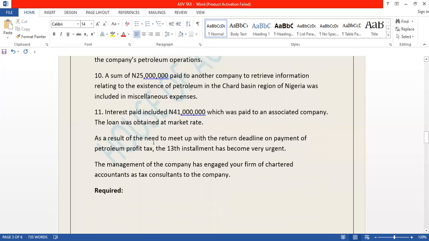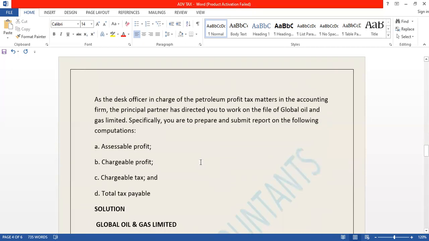Now, as a result of the need to meet up with the return deadline of payment of petroleum profit tax, the 13th installment has become very urgent. So you must know there are 13 installments. So please go and read up on that aspect. It's very, very important on that area. So I'm not sure there's any other thing to calculate here, which we have not done. So when we get to where we're supposed to do that, we will adjust it in that area. So let's go to the next aspect of it.